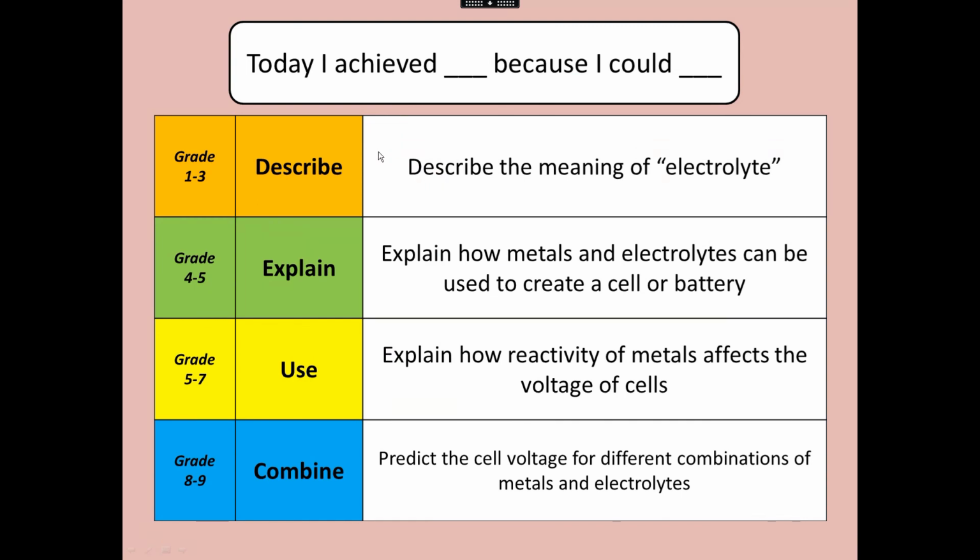Here we go. Today I achieved describe because I can describe the meaning of the keywords like electrolyte and cell and battery. Today I achieved explain because I can explain how a cell or battery works. Today I achieved use because I can explain how reactivity of metals affects the voltage. And today I achieved combine because I can predict cell voltage and calculate it with different combinations of metals and electrolytes.